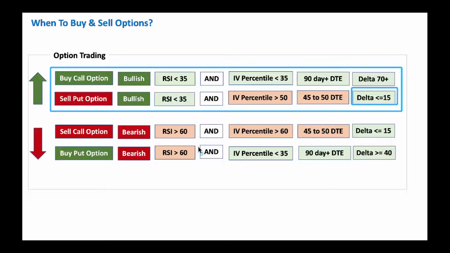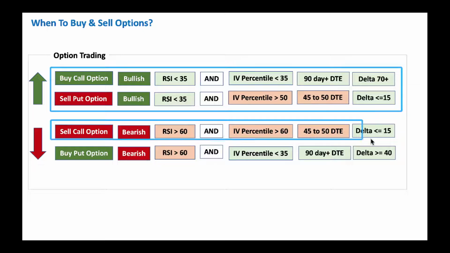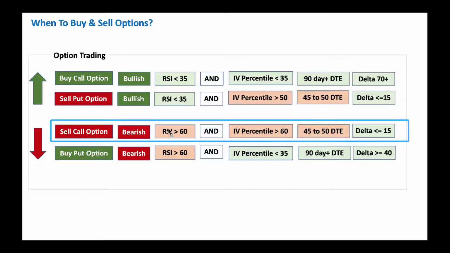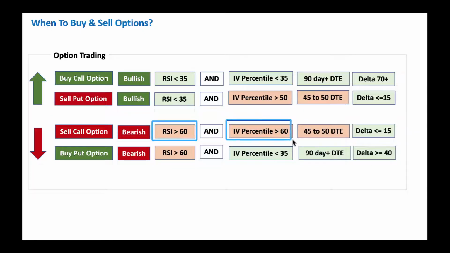And then you got bearish strategies here. When you're bearish, you will basically sell a call option, or even a call spread for that matter, and make sure RSI or relative strength index is more than 60. That tells you the stock is already overbought. It can come lower. And make sure IV percentile is higher. That tells you volatility is high and you can make some good money by selling a call option way above the current stock price.